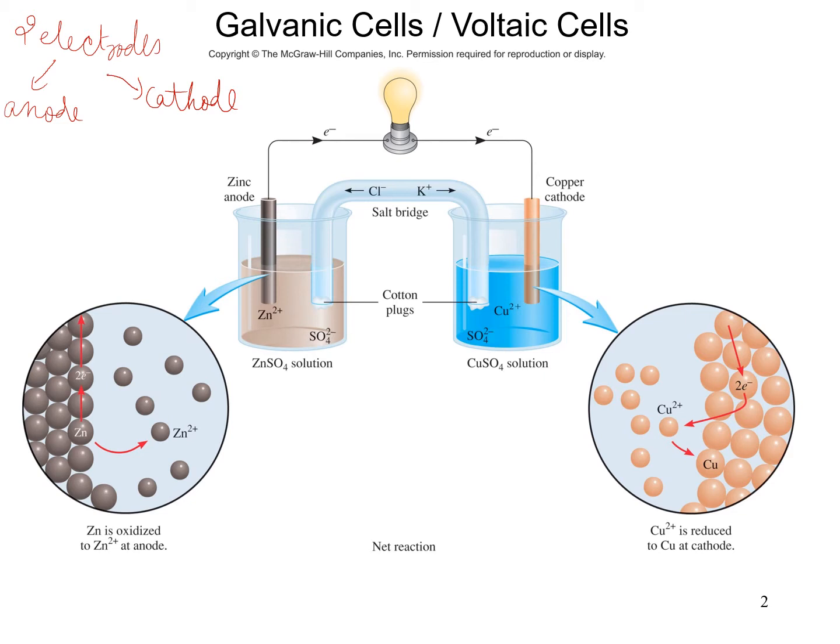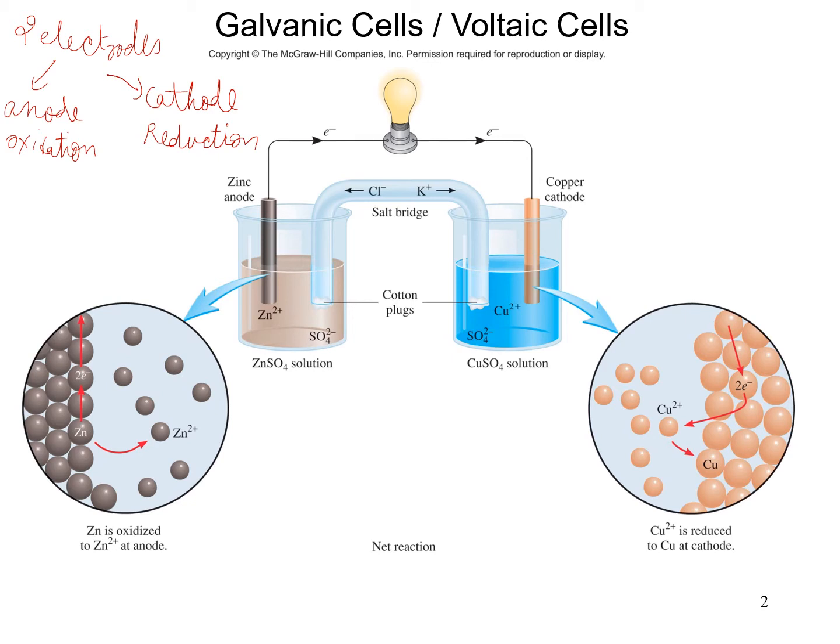The anode is where oxidation always occurs. A cathode is where reduction always occurs. How can you remember this? Anode and oxidation both start with a vowel, and cathode and reduction both start with a consonant. So anode is where oxidation occurs, cathode is where reduction occurs. This is what you should remember.